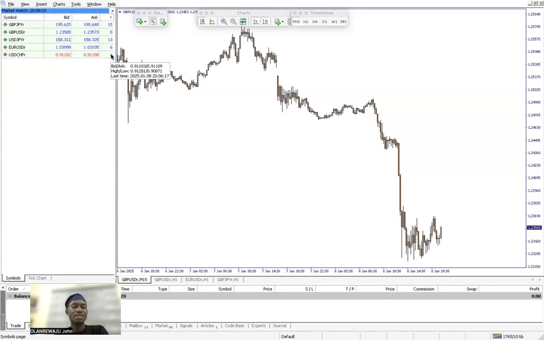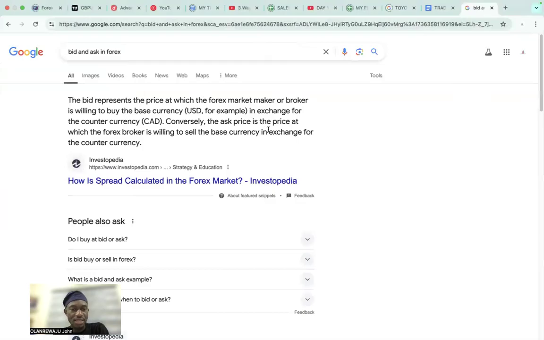So what we are saying simply is your spread is the difference between the bid and ask price. What is the bid price? The bid price represents the price at which your broker is willing to buy the base currency. And the ask is the price at which they are willing to sell to you. So just like you go to the bureau de change or the exchange, the price that they will buy from you is different from the price that they will sell to you.